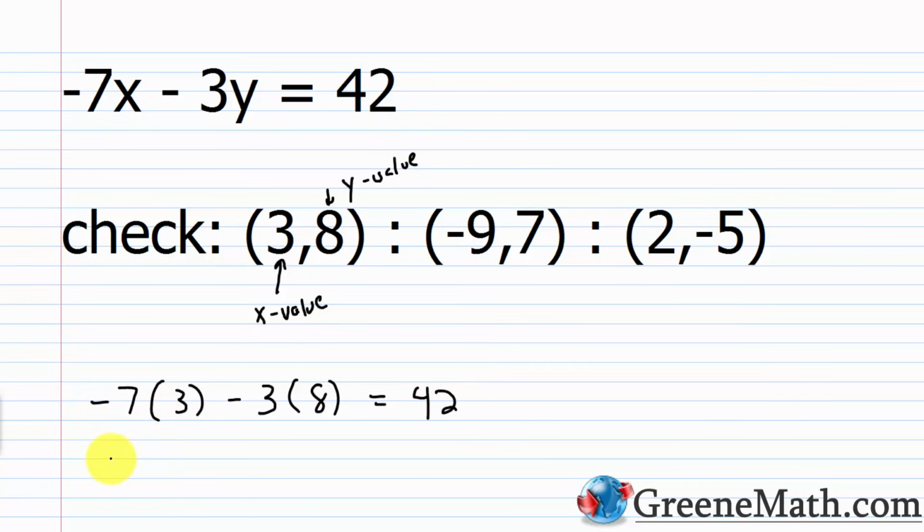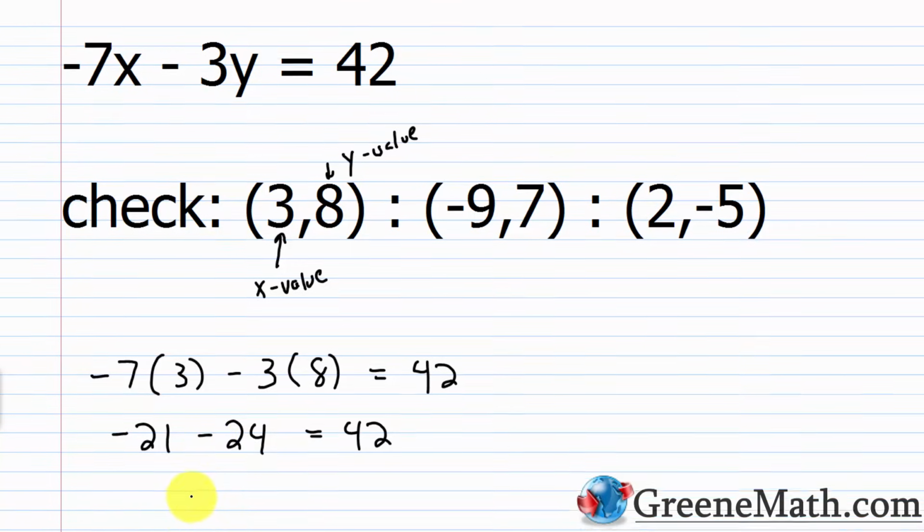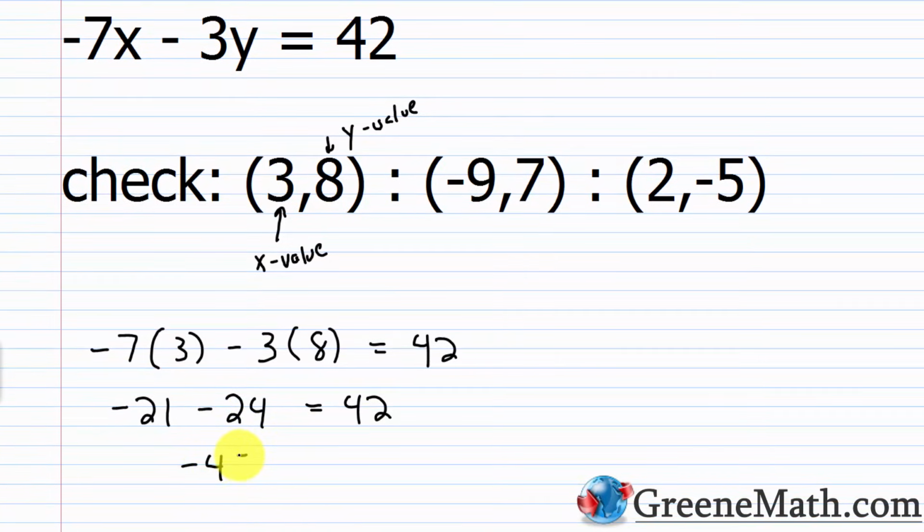Negative 7 times 3 is negative 21. Negative 3 times 8 is negative 24. So minus 24 equals 42. Negative 21 minus 24 is negative 45. And this is not equal to 42. This is false. So this does not work out as a solution.